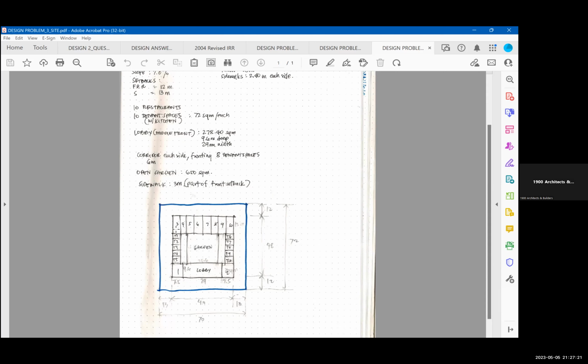Tapos, dito din sa likod, may 8 tenant spaces nga daw. So, dinivide ko siya sa 8. Okay? And that's pumatak na parang 44 divided by 8. Parang 5.5 pa.